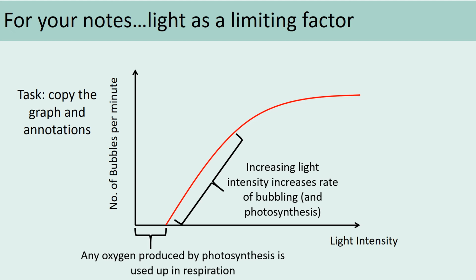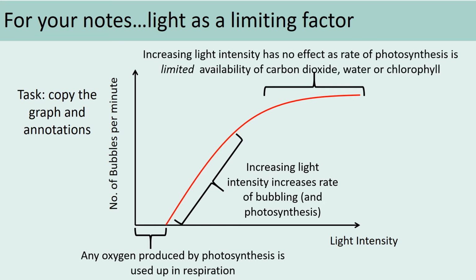So at this point of the graph, we've got increasing light intensity, increasing the rate of photosynthesis. So the line is going up, it's positive correlation. At this point, we've got it plateauing. And that's because increasing the light intensity starts to not have an effect on the rate of photosynthesis because it's limited by everything else. And the other things that we need to know are carbon dioxide, water, and chlorophyll. So it's limited by one of those other things.